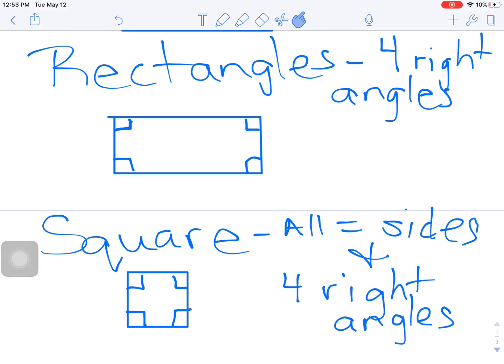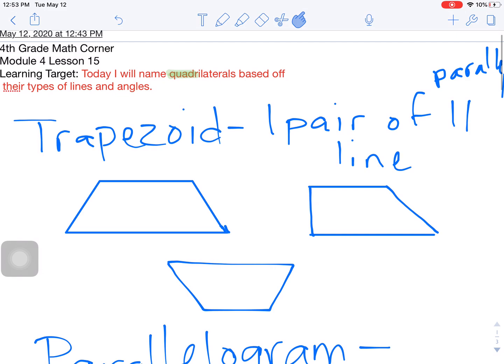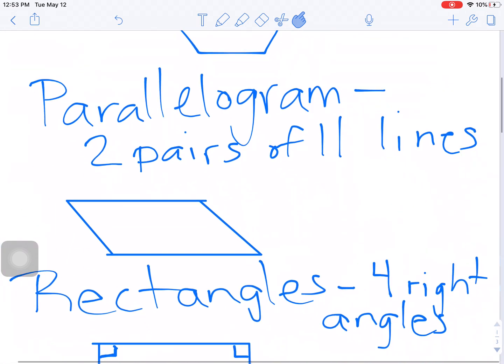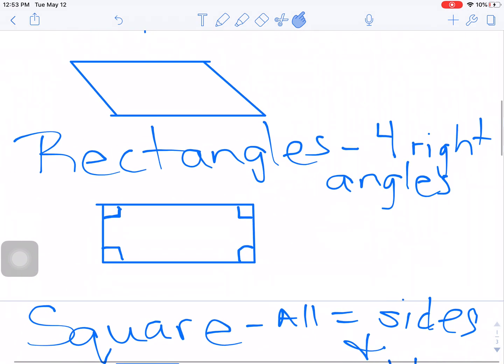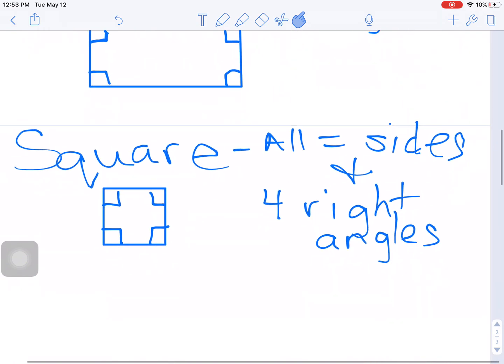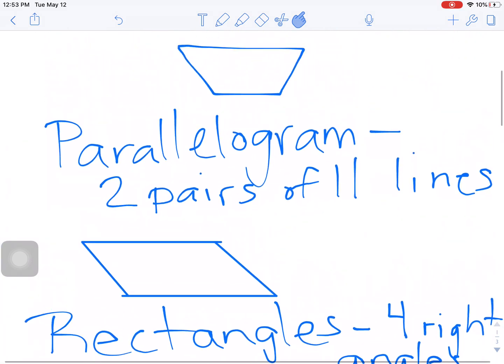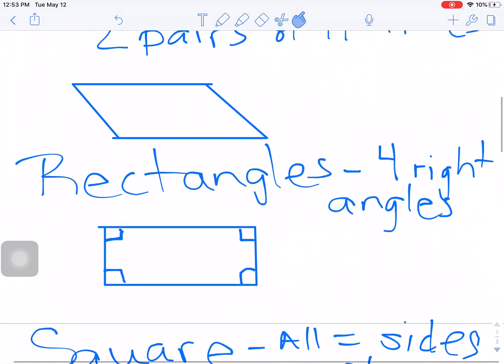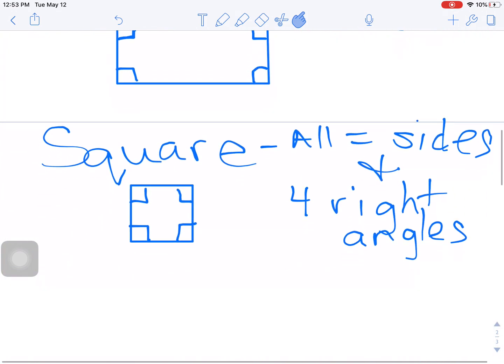On your problem set, you are just going to construct, which means draw, a quadrilateral with at least 1 pair of parallel sides, a quadrilateral with 2 pairs of parallel sides, a quadrilateral with 4 right angles, and a special rectangle that has all sides that are equal. You will then just label pictures of the shapes with their names and then answer questions about their attributes. Attributes are the types of lines and angles that they have.